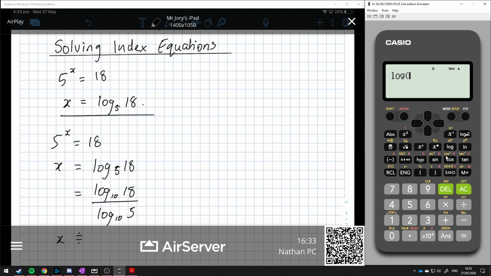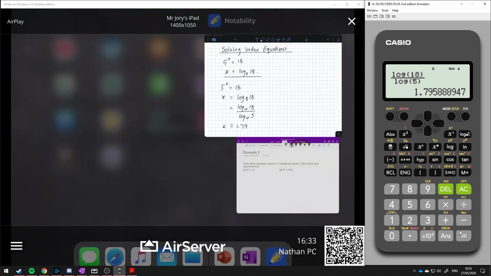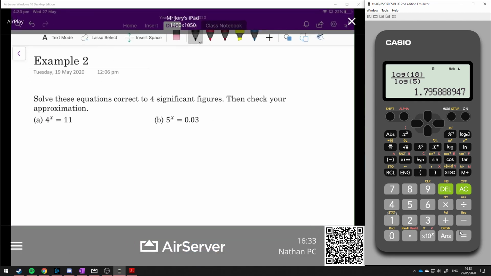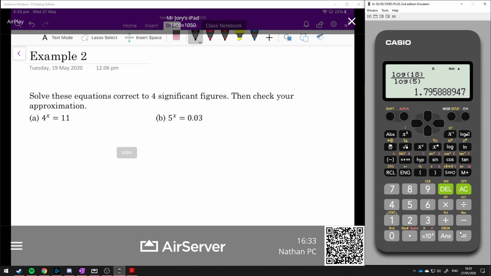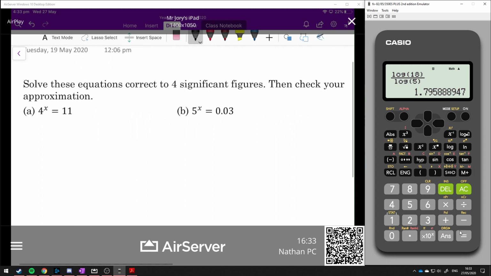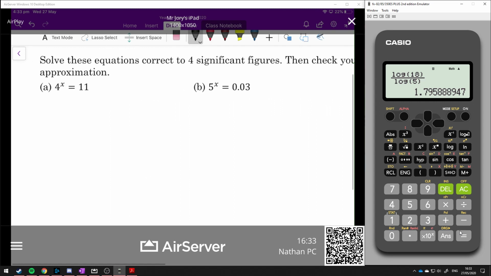So again, we're going to put this straight into our calculator, 18 over log of 5, hit equals, and we get 1.79. Okay, so it should be 1.8, but this is the way that we can solve these problems, by getting an approximate value. Okay, so let's have a look at some examples. We're going to jump straight into some very similar looking questions. So solve these equations, correct to 4 significant figures, then check your approximations.